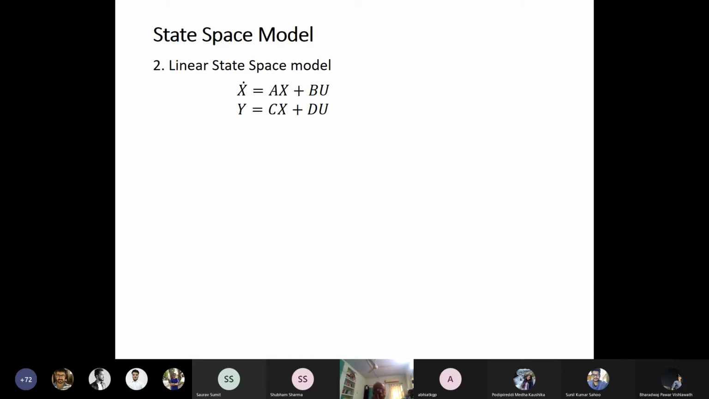So in the case of a linear state space model, we can write the state equation as x dot is equal to Ax plus Bu. Here I am representing x as a capital X. All variables over here, X, U, and Y, are in capital form because these are basically in deviation form. So the capital X, capital U, and capital Y, all three terms are in deviation forms.